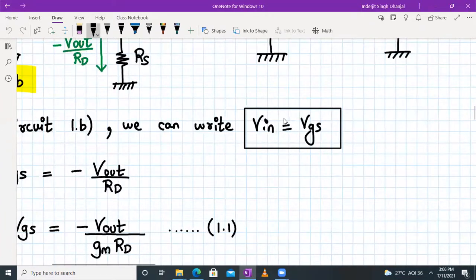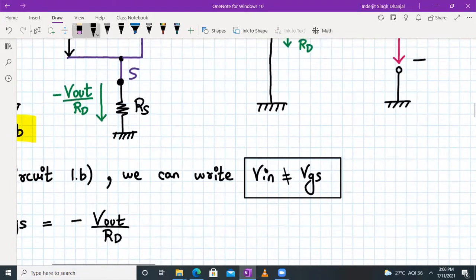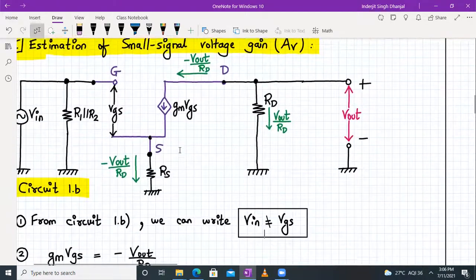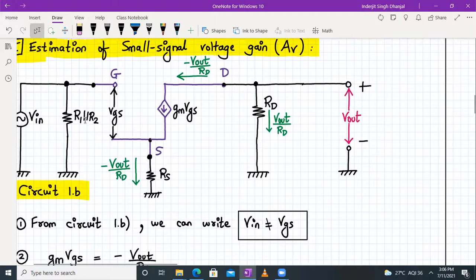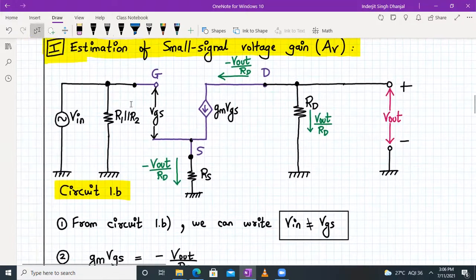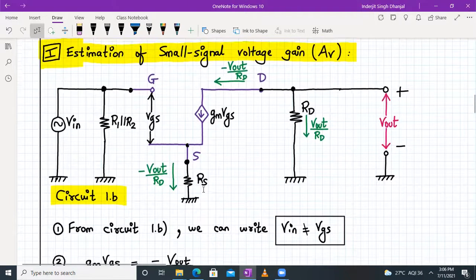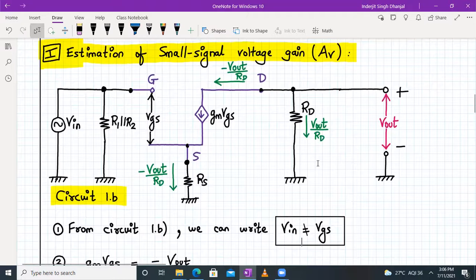We can write that VGS is not equal to Vin, because the source terminal is not equal to ground. So we have to do some KVL and KCL in our analysis.